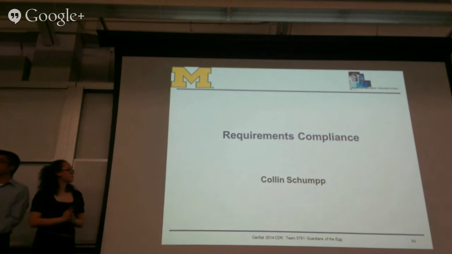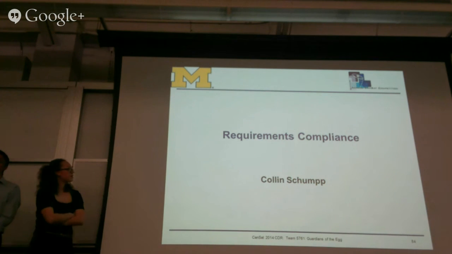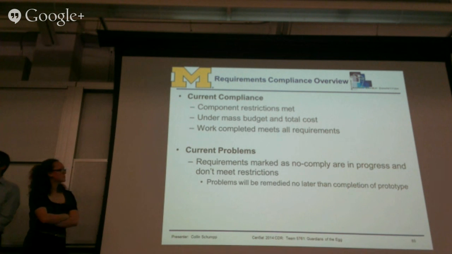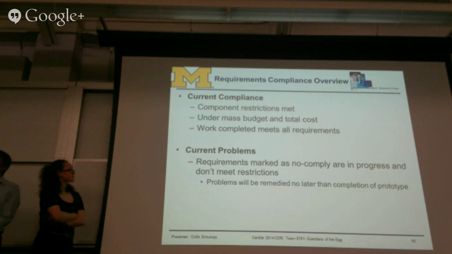Alright, we're going to wrap it up with just a quick check on the requirements and compliance so far. So the current compliance of our overall system, all component restrictions have been met, so any component we've selected does meet the company guidelines. We're under the mass budget and the cost budget pretty thoroughly so far, and all the work that we've completed has met the requirements. Pretty much any requirement on the following slides marked no comply is only that way because it's still a work in progress. It doesn't mean they're finished yet, but any of those problems will be remedied no later than when we have our prototype. It shouldn't be a huge issue.